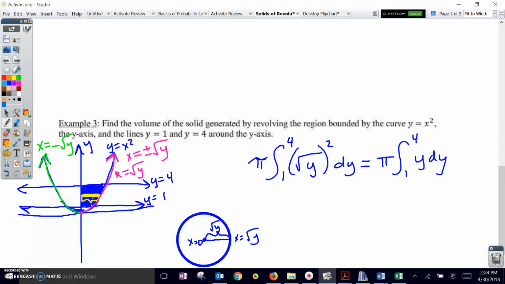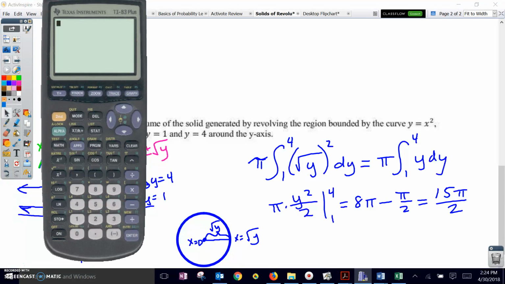I have a choice here if I want to integrate by hand or go ahead and use my numerical integral. I'm going to go ahead and do this by hand. And so we evaluate that, and we end up with 8 pi minus pi over 2, or 15 pi over 2. I'm going to go ahead and double check, break out my calculator, and do the numerical integral.